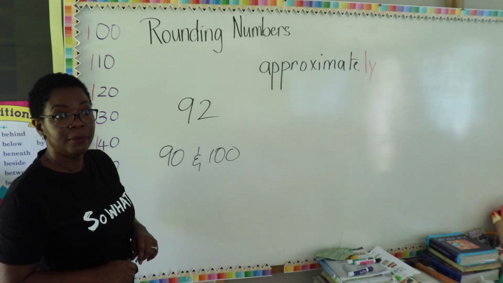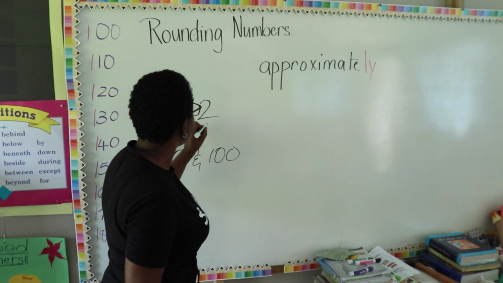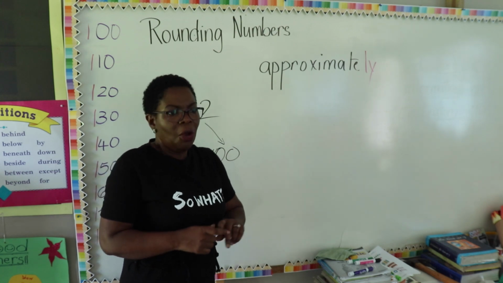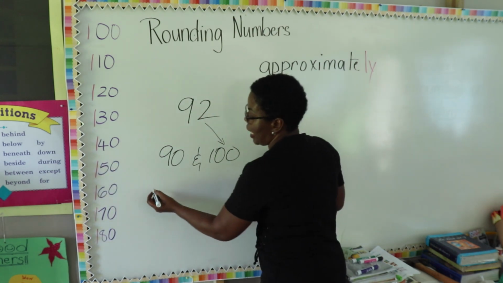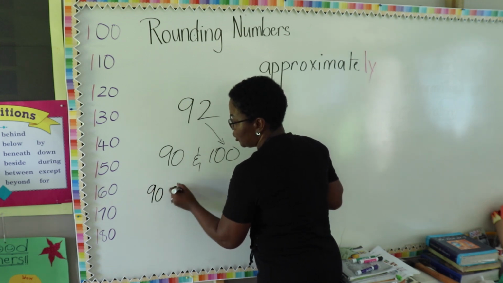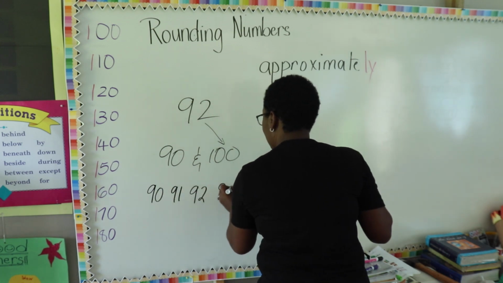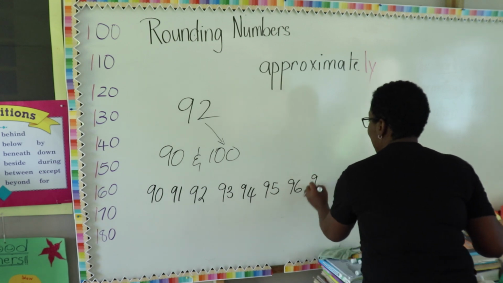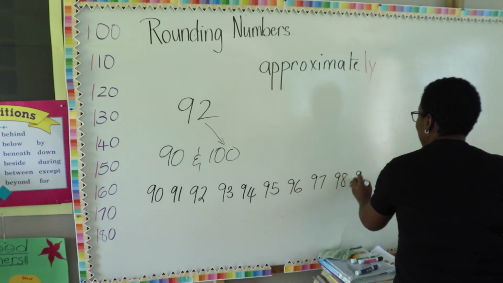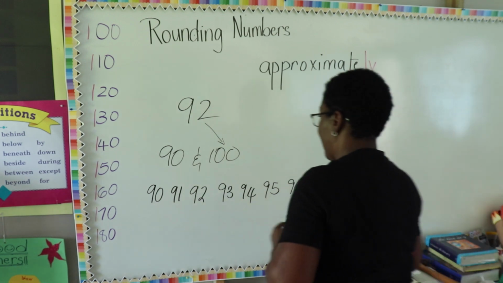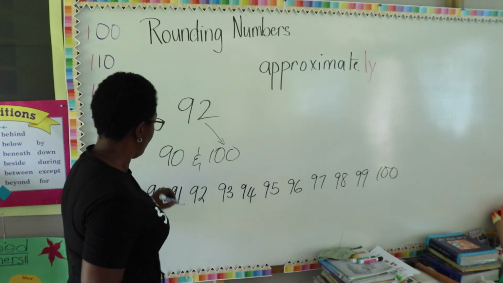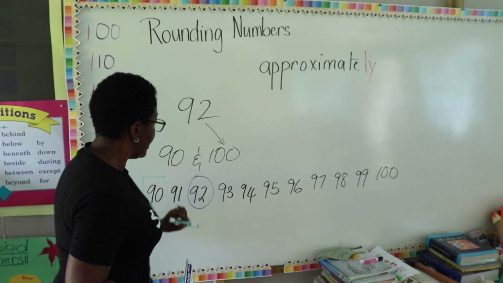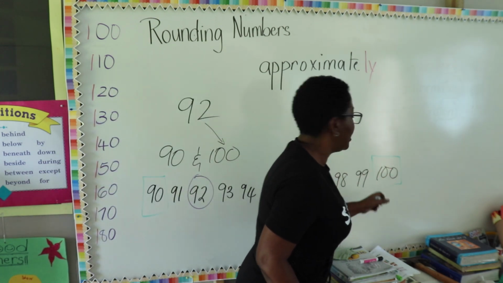Devante. Okay, so Devante says 92 is closer to 100. Oh no, when we get an answer, we don't squeal. We try it out, we test. So let's just write. Let's go. 90, 91, 92, 93, 94, 95, 96, 97, 98, 99, 100. So let's find 92. Here is 92. And let's find the two tens. Put a box around them. 90 and 100. Yes, Connor?